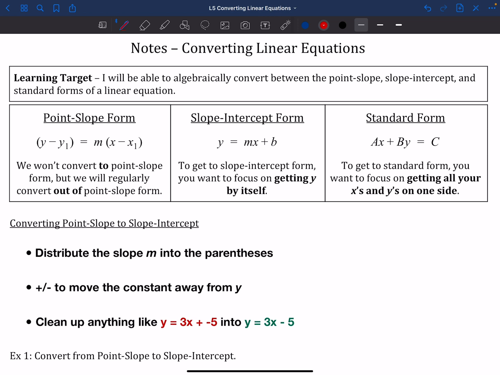To get into slope-intercept form, the big focus is on getting y all by itself. We're solving for y, and hopefully we can get the other side to look like mx plus b. As for standard form, this is the odd one out. You don't always want to move yourself into it, but it's still valuable to be able to do. It looks like ax plus by equals c, and the key part is that all the x's and y's are on one side together, and c on the other side is just a number. So all your variables are on the left, equal to some number on the right.